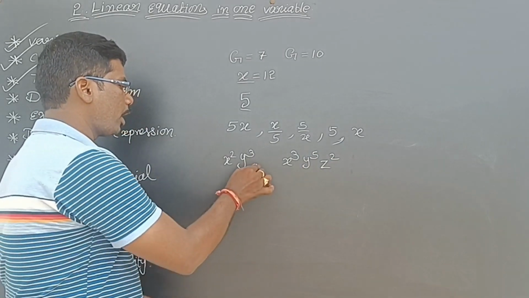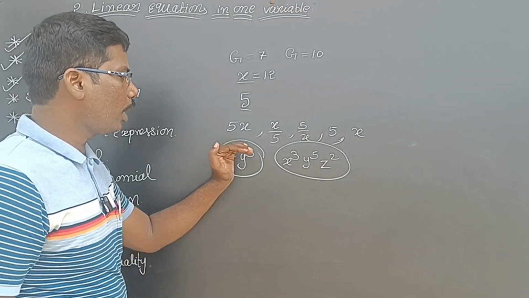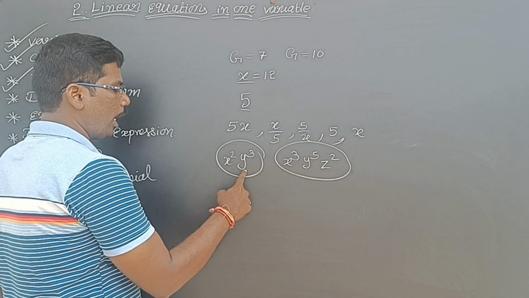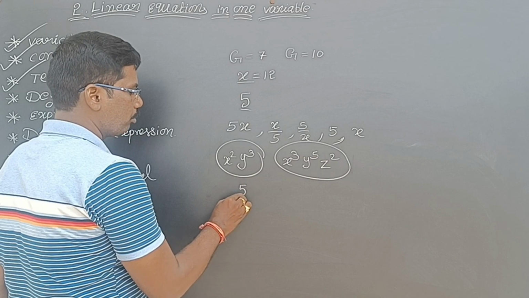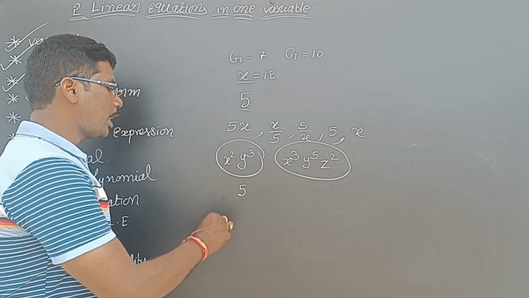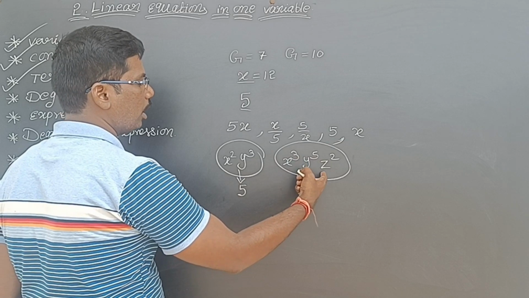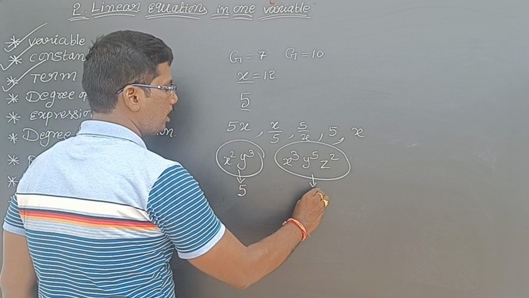This is one term. How can I say the degree of this term, and how can I say the degree of this term? Let us see here. Here the x's are 2 and the y's are 3, so the total is 5. This means the degree of this term is 5. Here the x's are 3, the y's are 5 and the z's are 2. So 3 plus 5 is 8, and 8 plus 2 is 10. So this degree is 10.